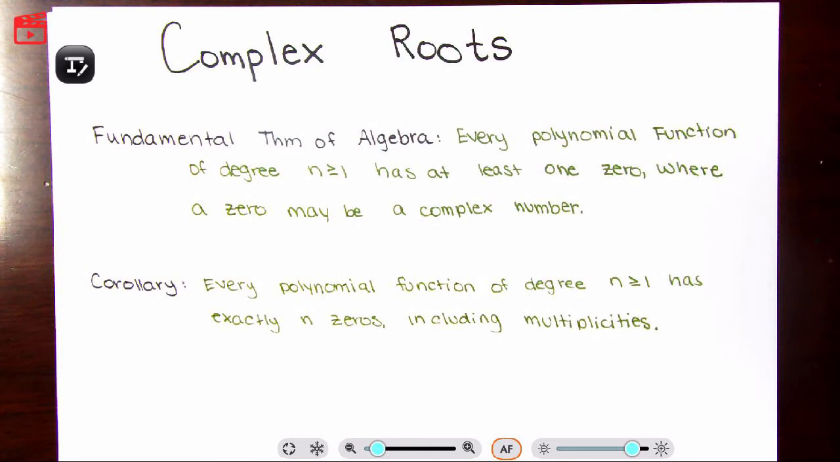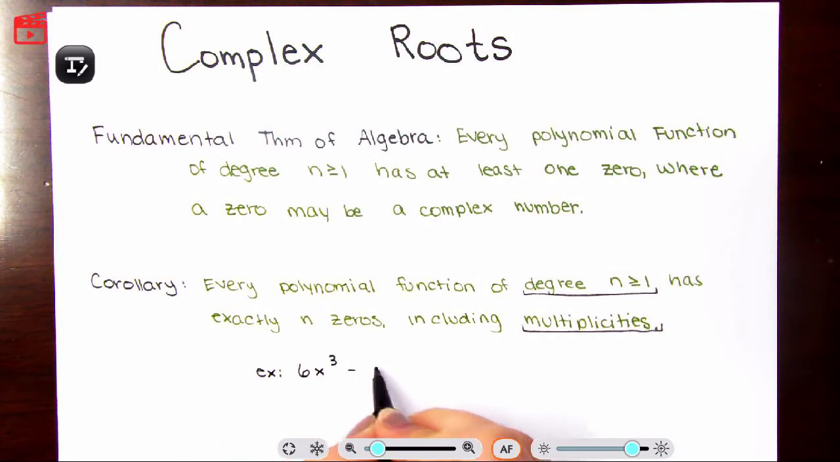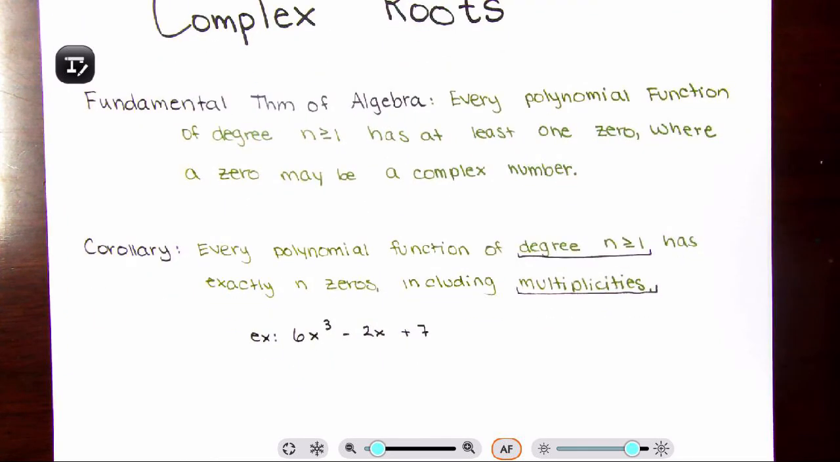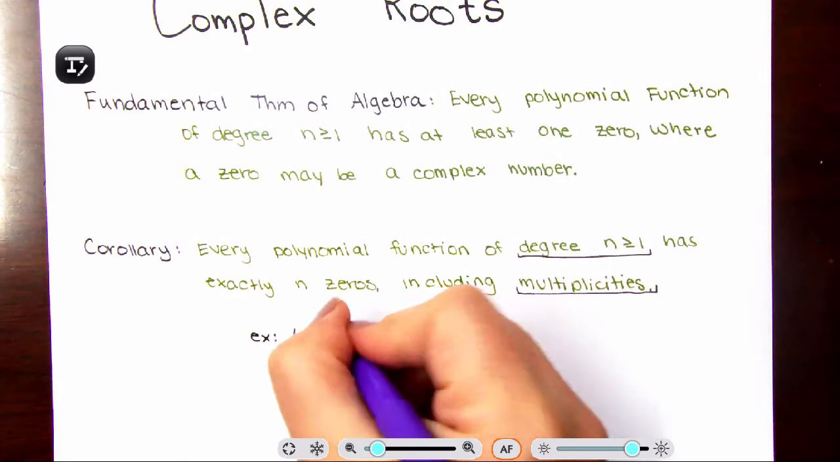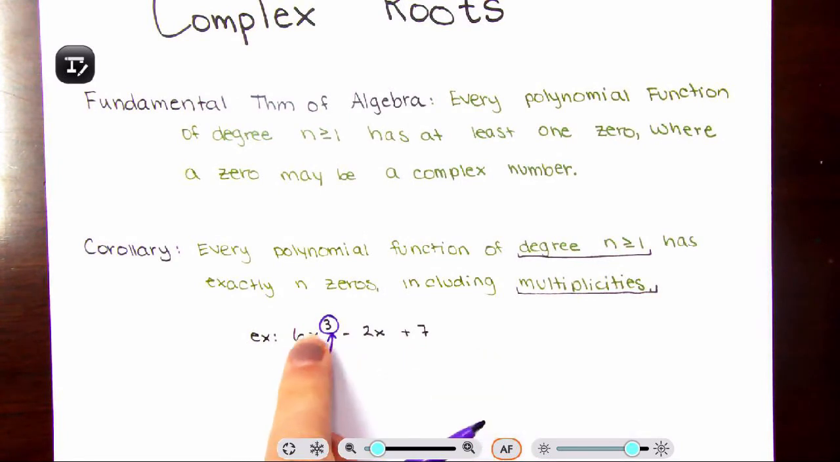Now, two things are happening here. The first thing is multiplicities is a new word that we just introduced to you. Another thing is that we keep saying the degree of n greater than 1. What does that mean? When you have a polynomial, let's say 6x cubed minus 2x plus 7, in expanded form, not factored form, the highest exponent will tell you how many zeros you will actually have. So this polynomial will have 3 zeros.